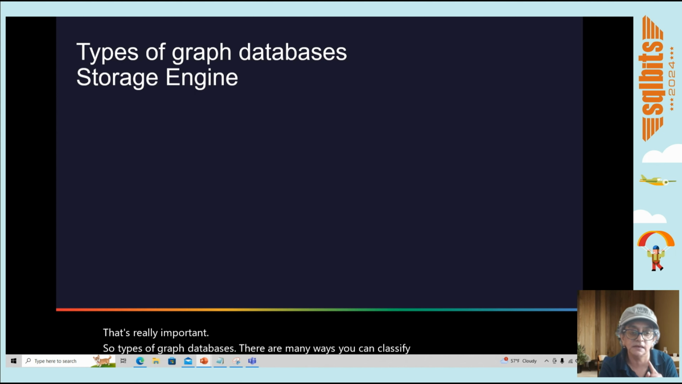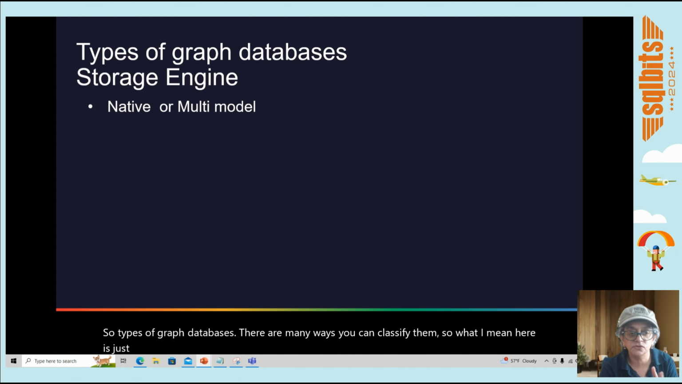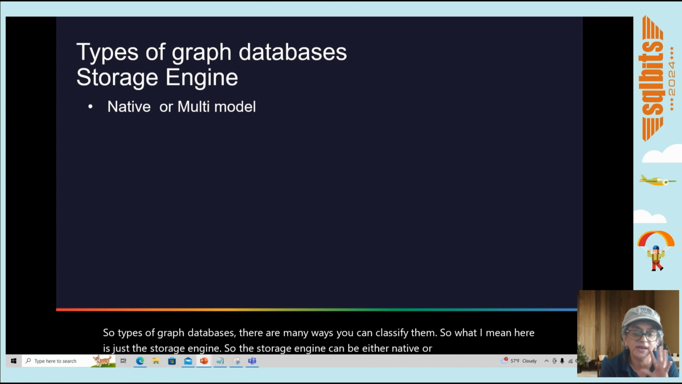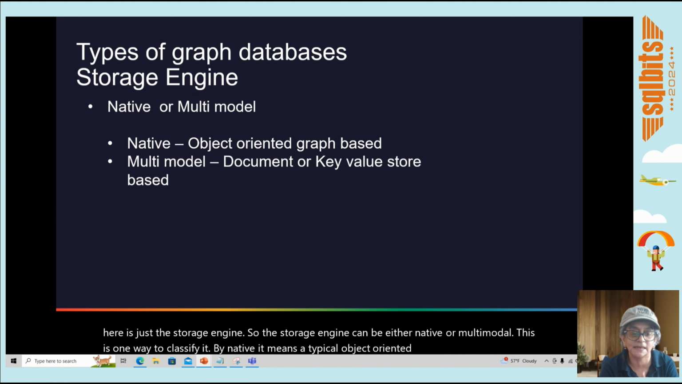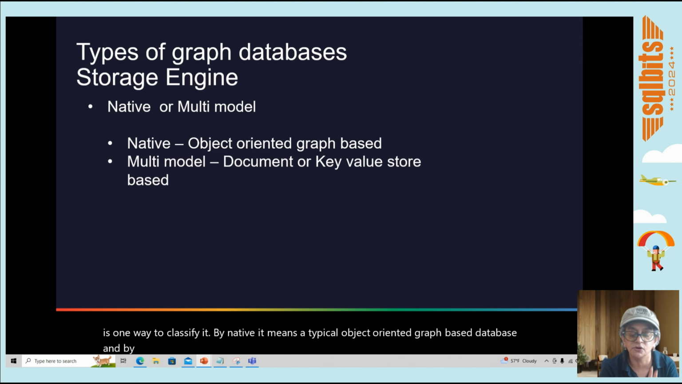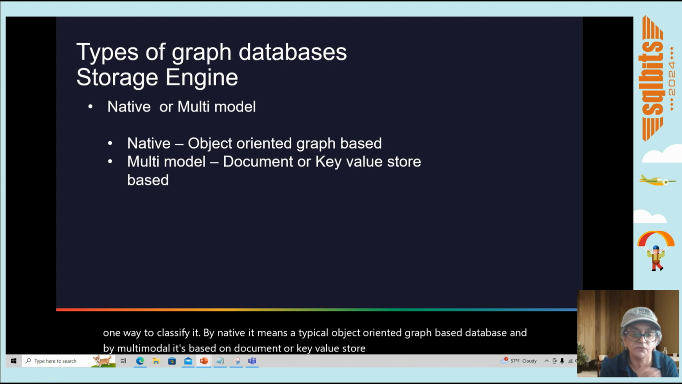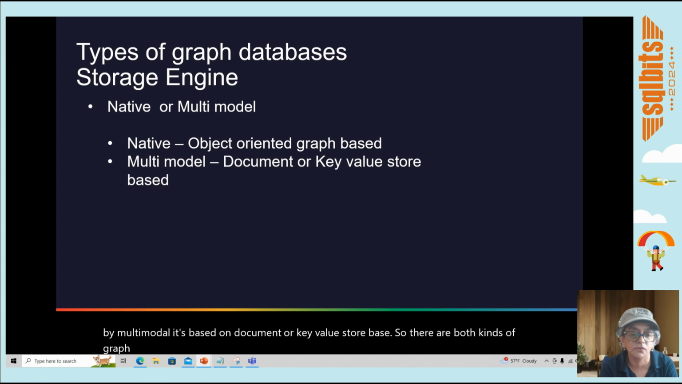So types of graph databases, there are many ways you can classify them. So what I mean here is just the storage engine. So the storage engine can be either native or multi-model. This is one way to classify it. By native, it means a typical object-oriented graph-based database, and by multi-model, it's based on a document or key value store base. So there are both kinds of graph databases that are around.